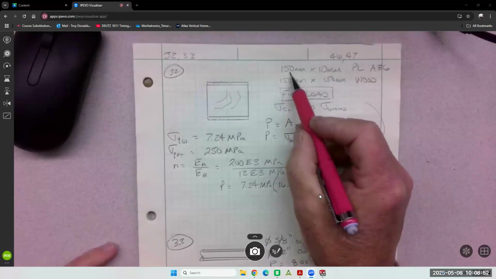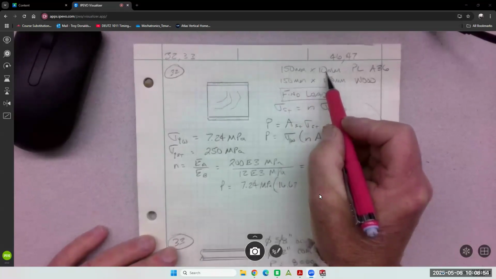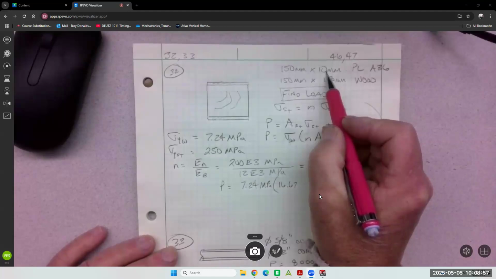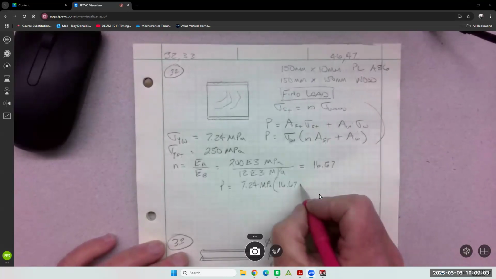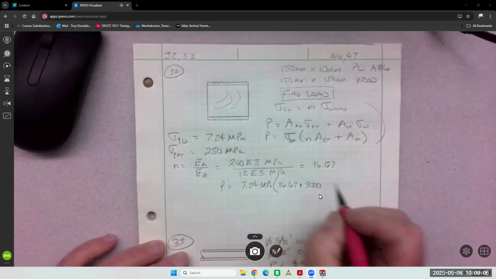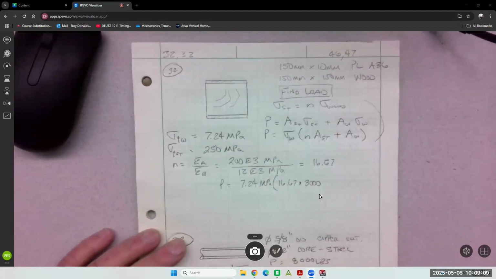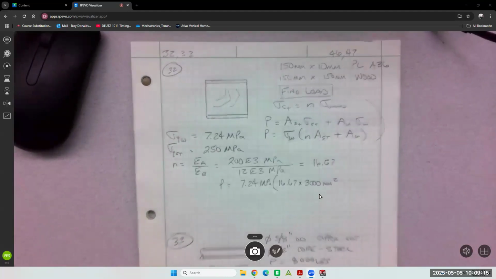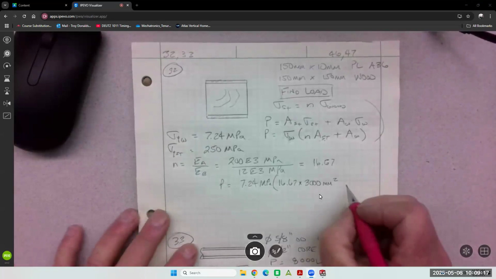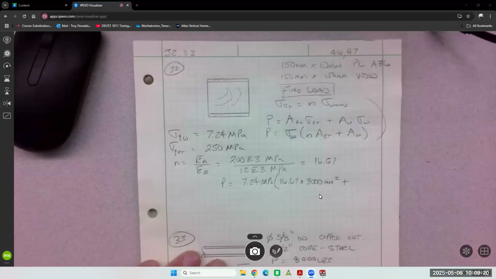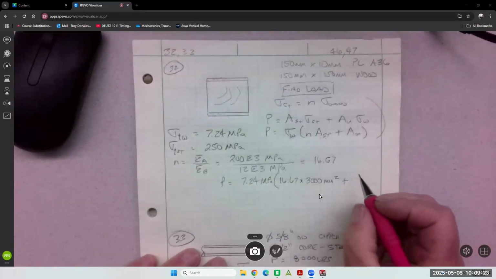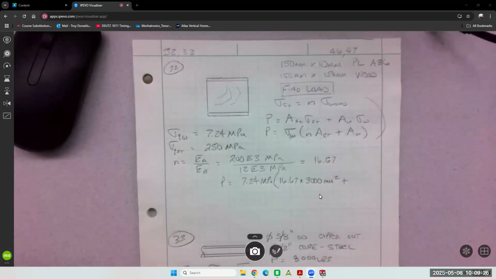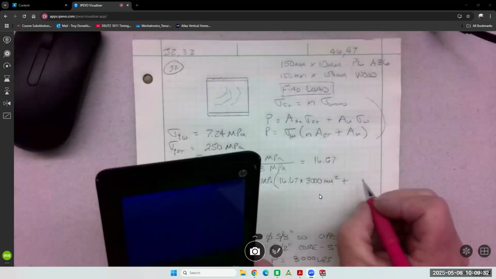That's 150 times 10, which is 1500, times 2. There are 2 of them. So 3000. And what's the units of that? Millimeters squared. So we have to be careful with units again. And then area of the wood is 150 by 150. I just want a number, so I'm going to calculate that. 22500.